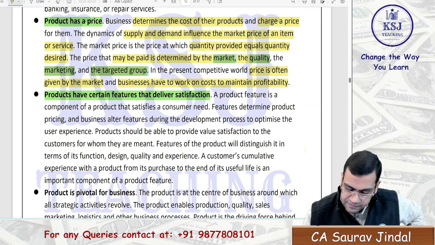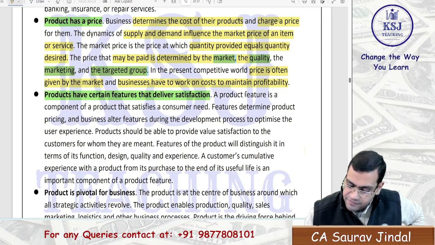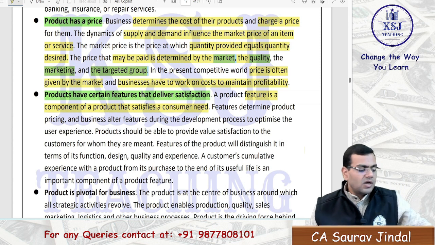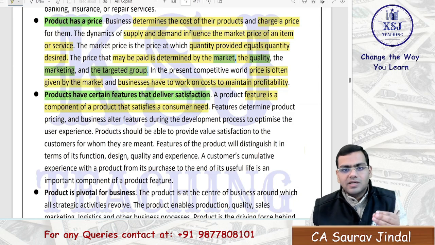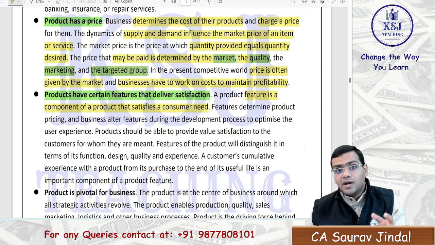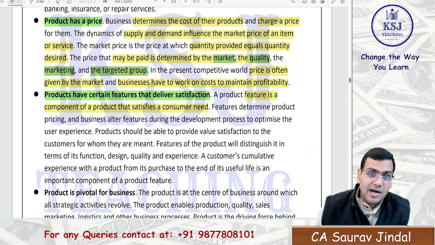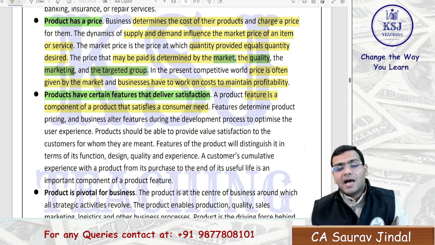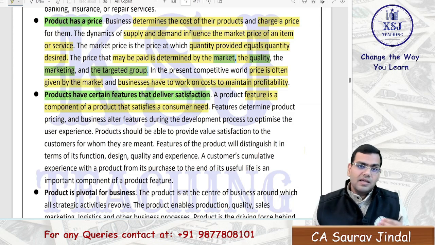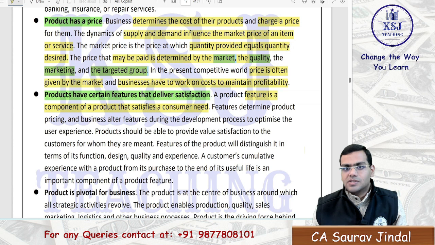So a product feature is a component of a product that satisfies a customer need. So if you are using a mobile phone, right? There is a certain need that is satisfied by using that particular kind of mobile phone, and that depends upon what? That depends upon the features of the mobile phone, and most importantly, the business who want to survive in the market, they need to keep on upgrading the features, isn't it?